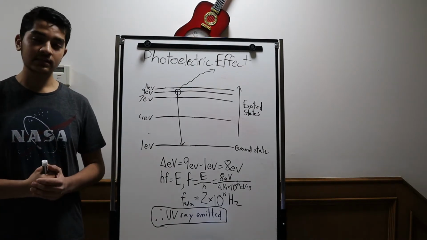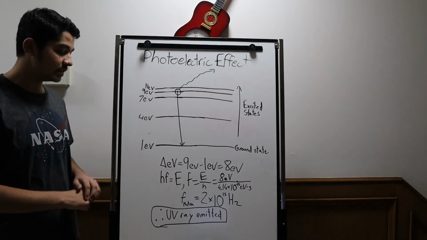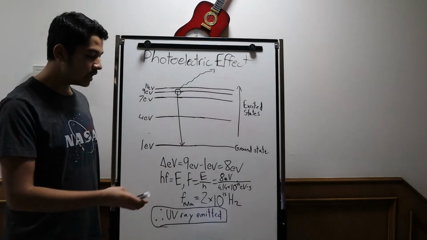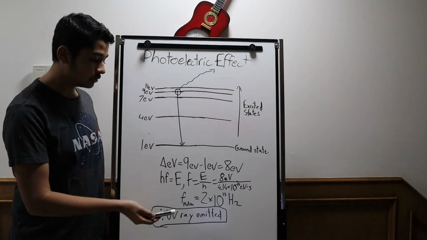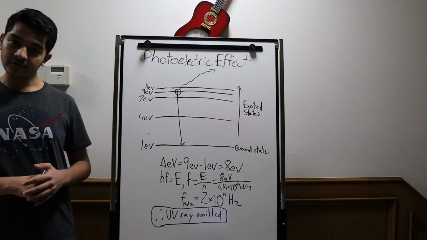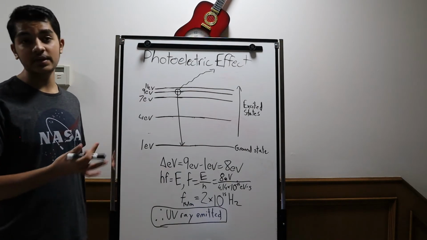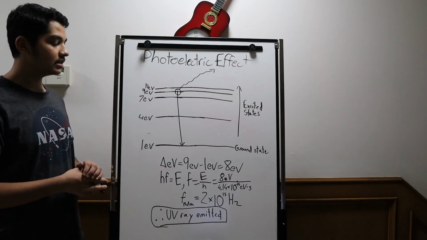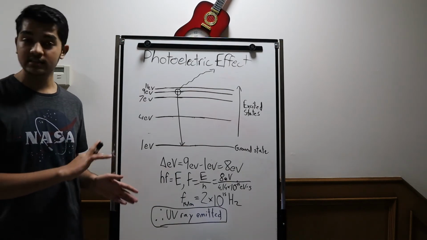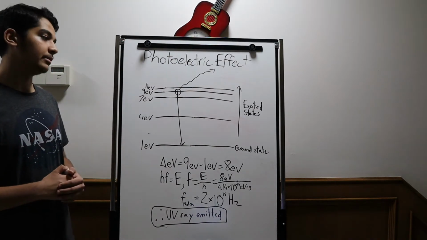Now, let's say it asks us to find the frequency. Well, we can do that easily as well using Planck's formula and find the frequency, and we know that it's 2 times 10 to the power of 15 hertz. Using this, we can also know that this is a UV ray that's being emitted in the photon, because we know that UV rays lie in this spectrum, and that's how we know what happens.